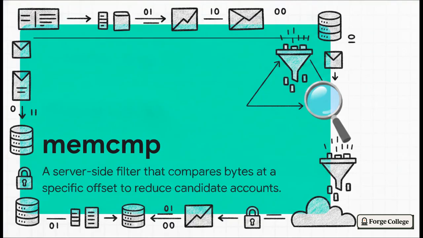So here's the reality. We cannot afford to download and decode every single account on the network just to see if it's the one we want. That would be a nightmare.